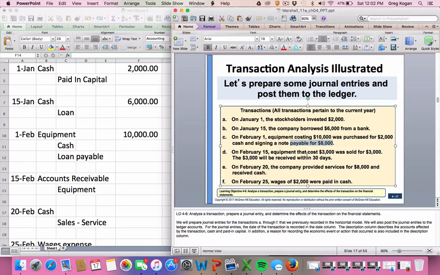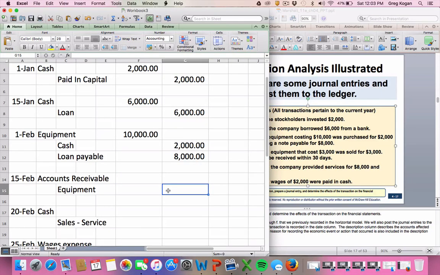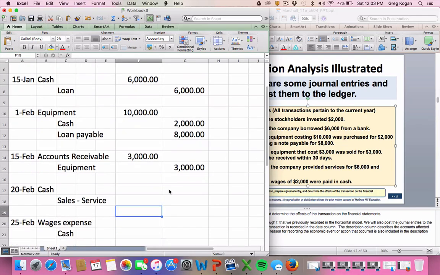The next one is on February, equipment that cost 3,000 was sold for 3,000. The 3,000 receipt will be in 30 days. So we're taking equipment off the books, so that was a debit originally. To take it off, we need to have it be a credit. And we're expecting 3,000 as an accounts receivable over the next 30 days. So it's something that's coming in the future.